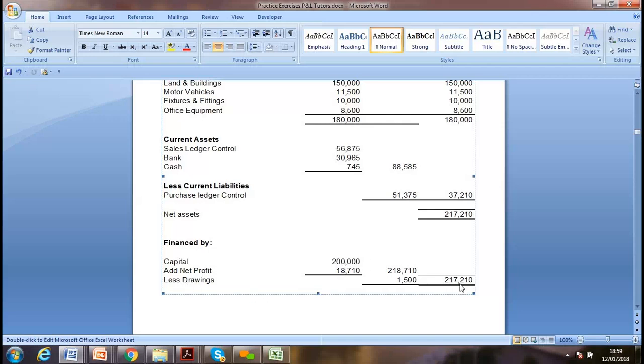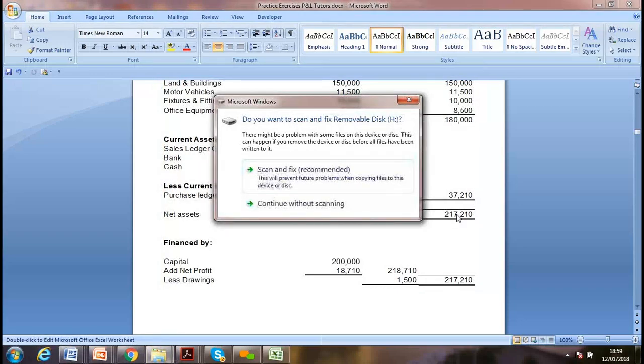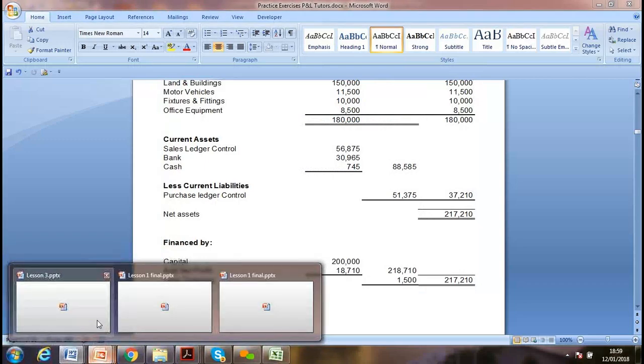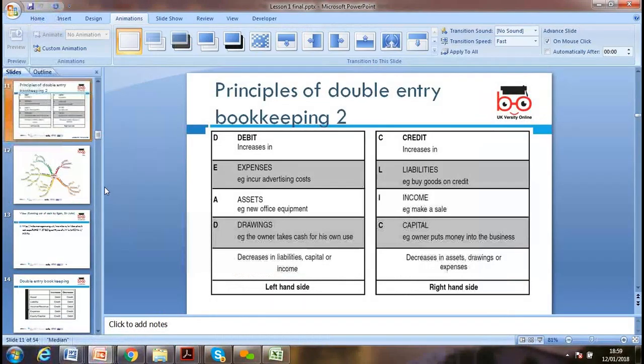So now my capital is 217210 and my asset is equal as well. Like we learned in accounting, the accounting equation we said: our net asset equals our capital. Asset is equal to liability plus capital, like during our first lesson we said, the accounting equation, like here.